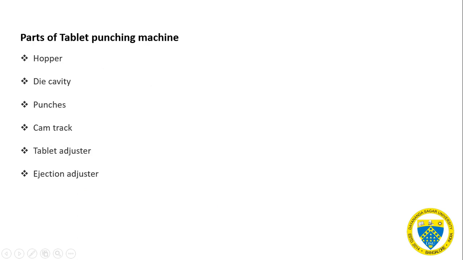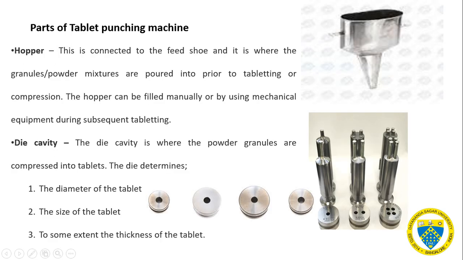And then we have the different parts of the tablet punching machine: the hopper, the die cavity, the punches, the cam track, the tablet weight adjuster and the ejection adjuster. Coming to the first part of the tablet punching machine, that is the hopper.